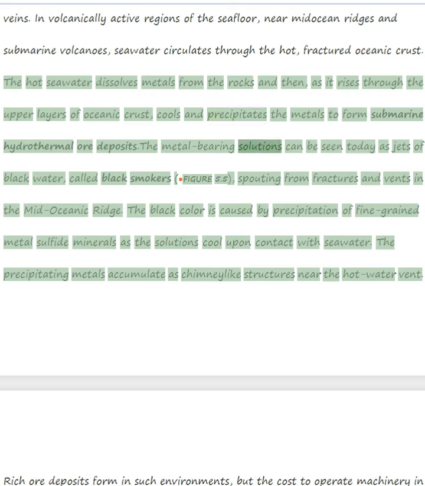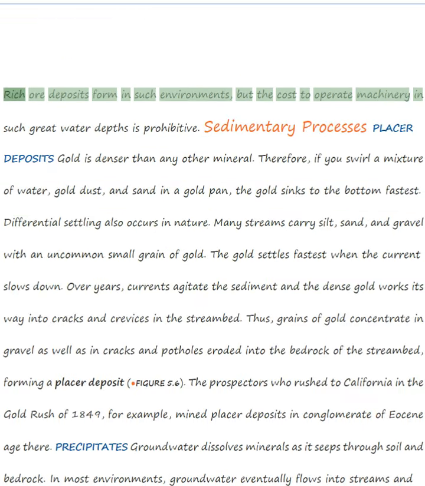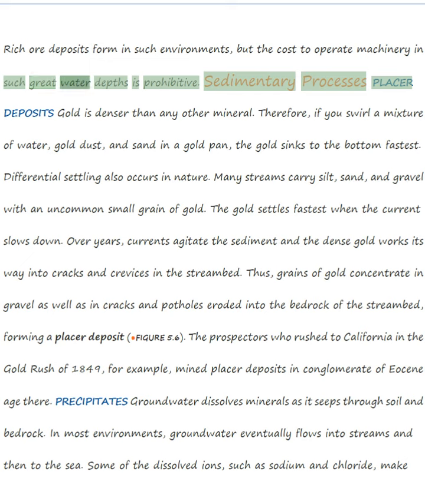The metal-bearing solutions can be seen today as jets of black water, called black smokers, spouting from fractures and vents in the mid-oceanic ridge. The black color is caused by precipitation of fine-grained metal sulfide minerals as the solutions cool upon contact with seawater. The precipitating metals accumulate as chimney-like structures near the hot water vent. Rich ore deposits form in such environments, but the cost to operate machinery in such great water depths is prohibitive.